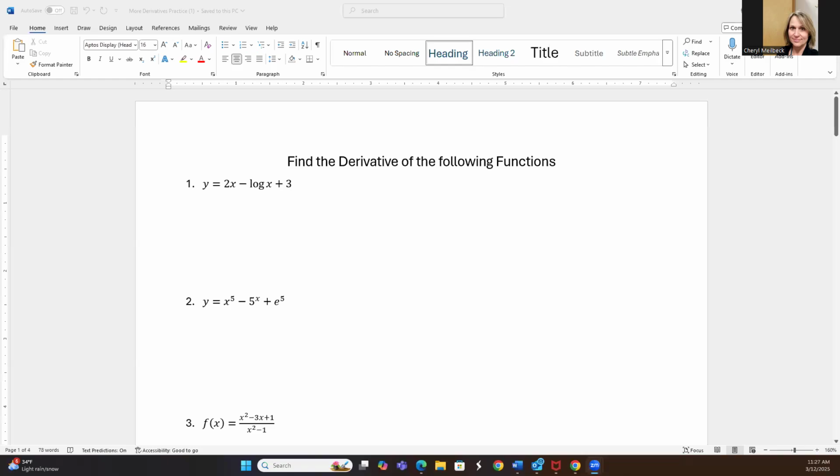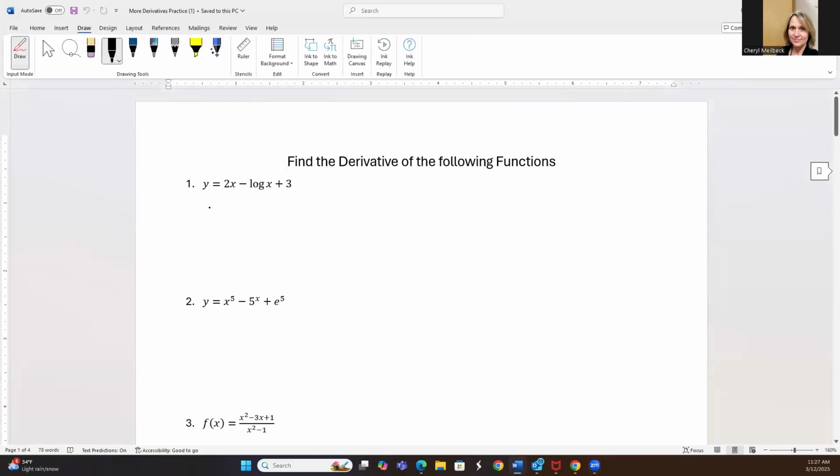In this video, we are going to be looking at some more practice with derivatives. So you see here in problem number 1, we have y equals 2x minus log x plus 3. So we'll take the derivative of each of those terms one at a time. Right, y prime would then, the derivative of 2x would just be 2.